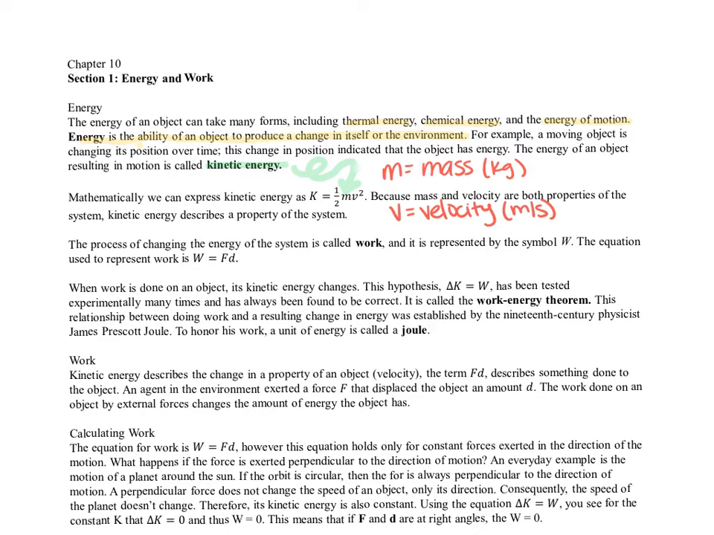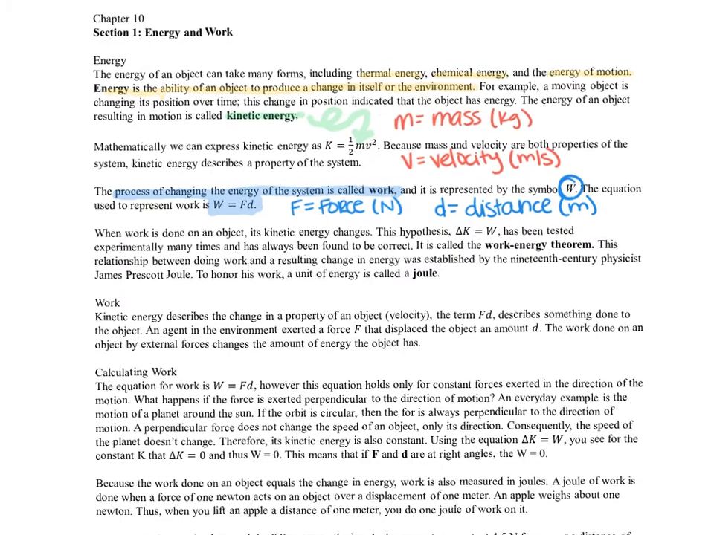The process of changing energy of the system is known as work. And work is calculated with this equation. Work equals force times distance. Force is represented with the F, and it is measured in newtons. And D is for distance, and we need to make sure distance is in meters. W is the symbol we use for work.